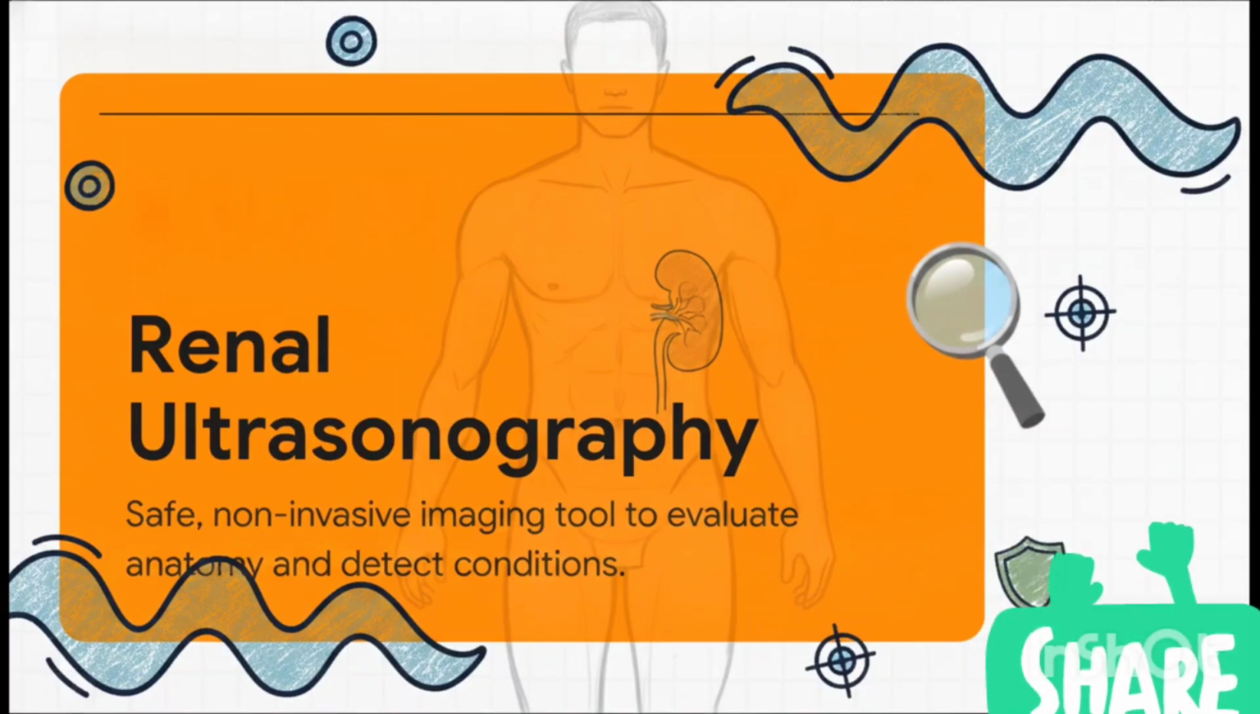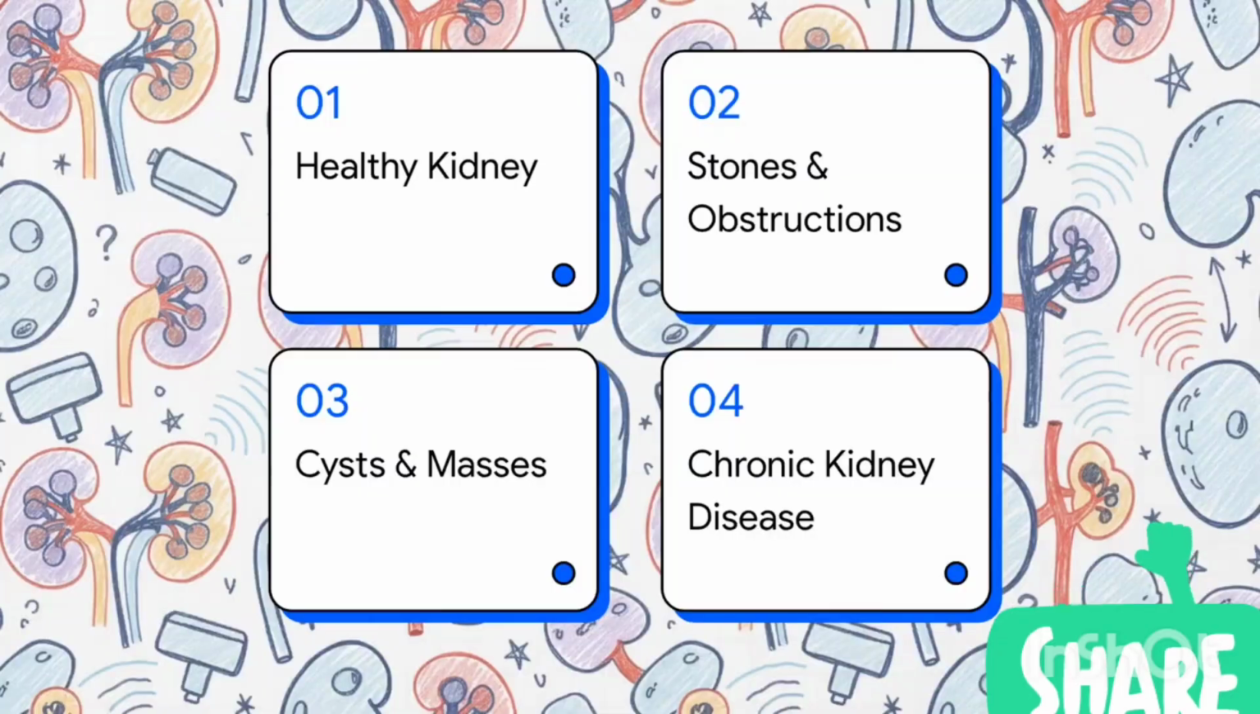Renal ultrasonography is honestly remarkable. It's a completely safe, non-invasive, and highly effective imaging tool. It relies entirely on sound waves, high-frequency sound waves that bounce off our internal structures to create a real-time picture. It requires zero radiation, which makes it an incredible, harmless window directly into the human body to evaluate anatomy and detect underlying conditions.